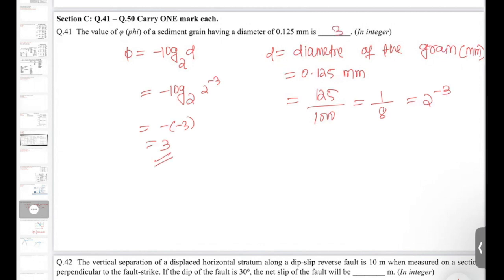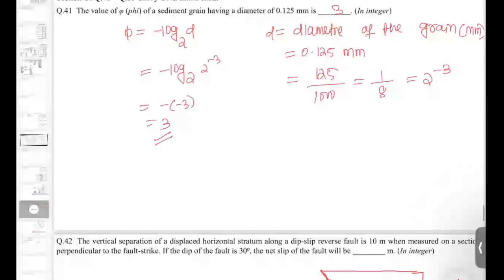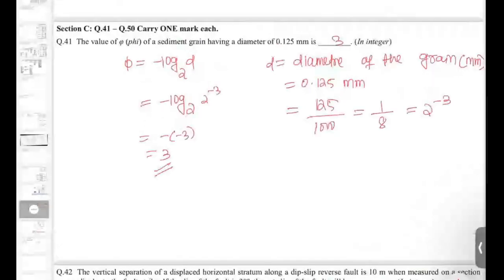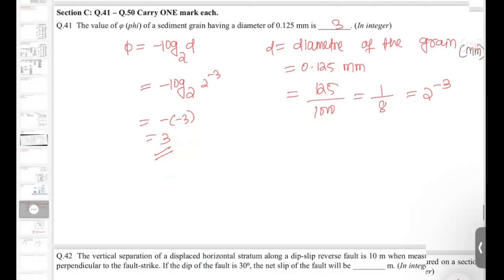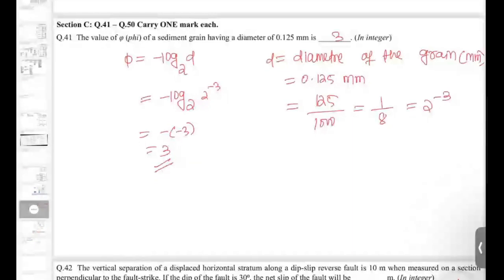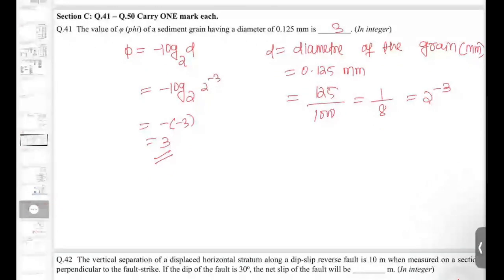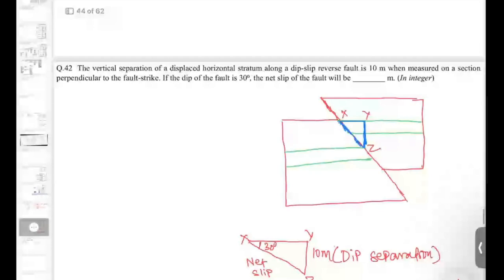Generally, we study two scales at the graduation level. The first one is your Udden-Wentworth scale, and the second one is your phi scale. You can use these phi values to different extents, like in the study of kurtosis and in the study of, what is that term, skewness. Yes, thank you. So we can use them. Okay, let's go to the next question.